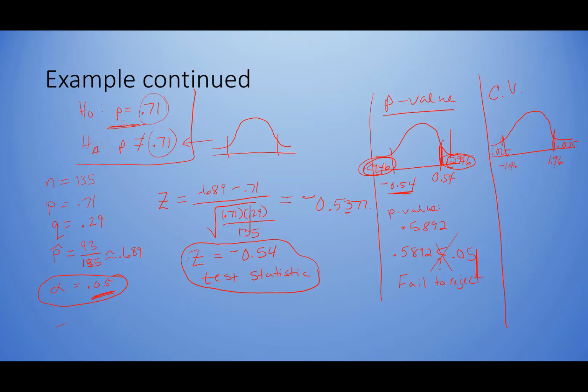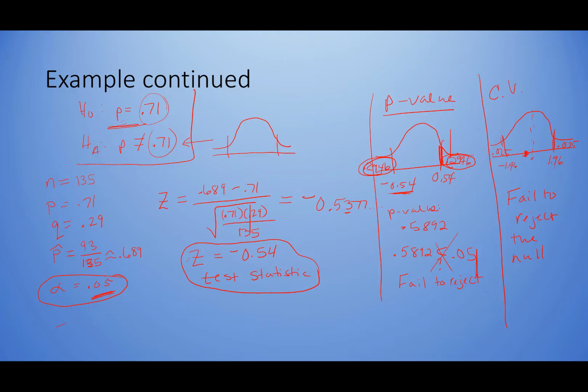And if I just kind of plot this z-score, negative 0.5, well, 0 is right down my center. So negative 0.5 is right about here. And we can see that that falls in our non-rejection region. So we would fail to reject the null hypothesis, which is the same answer that we got over here.